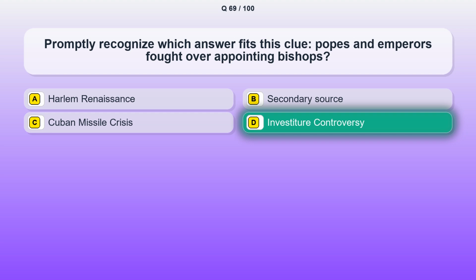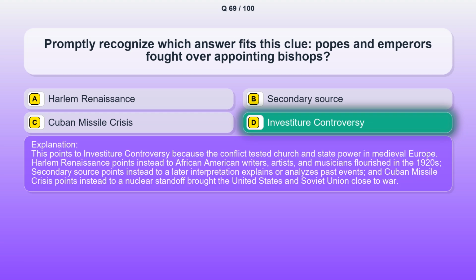The correct answer is option D, investiture controversy. This points to investiture controversy because the conflict tested church and state power in medieval Europe. Harlem Renaissance points instead to African American writers, artists, and musicians flourished in the 1920s. Secondary source points instead to a later interpretation explains or analyzes past events, and Cuban Missile Crisis points instead to a nuclear standoff brought the United States and Soviet Union close to war.